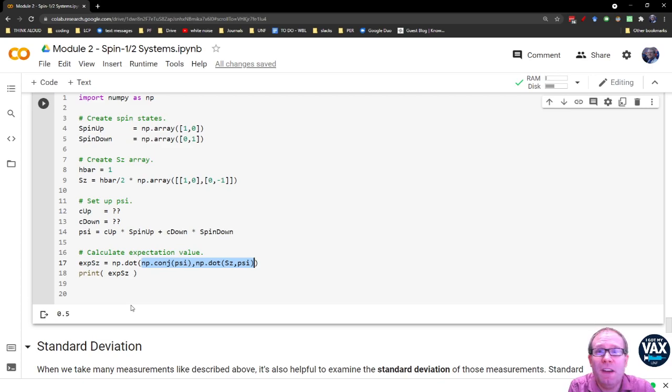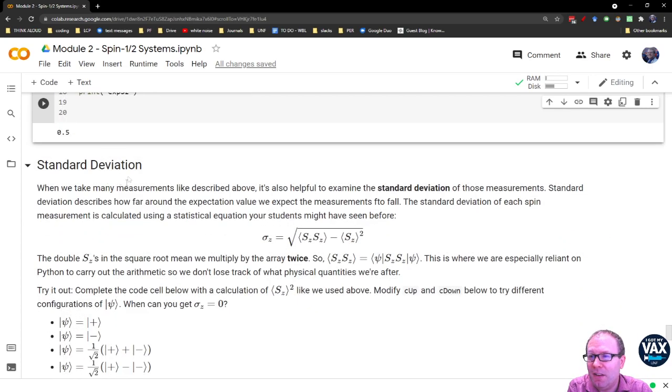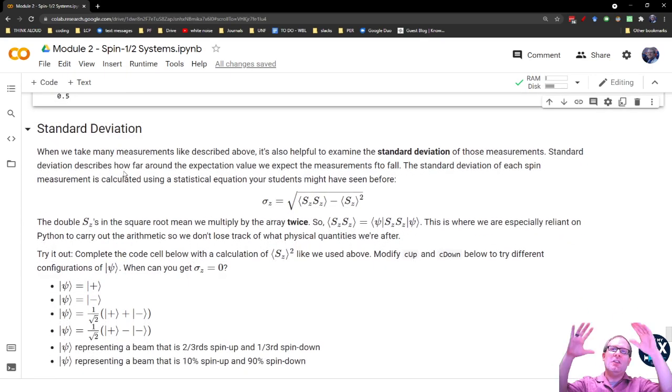And then we just ask it to print the expectation value of SZ. Where these expectation values are really useful is we can also calculate the standard deviation. So even though there's all this weird quantum esoteric stuff going on, we're still using average and standard deviation just like you do in lab. When you have your students take many measurements, they give an average and a standard deviation. It's the same thing here. We're just getting it from a model instead of from measurements.